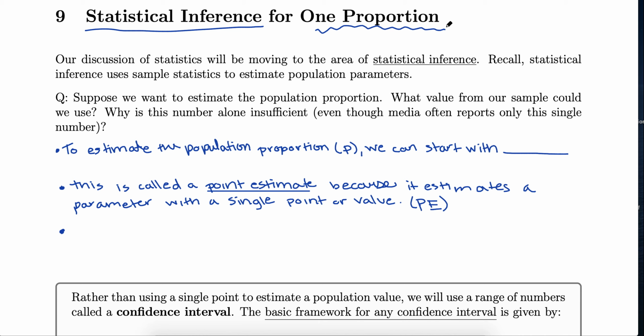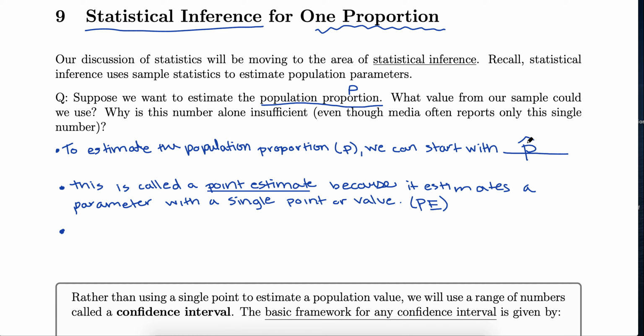Before we get started, I have a motivating question here. Suppose our goal is to estimate the population proportion. Remember that the notation for population proportion was just P, the proportion of the entire population. And the question is, what value from our sample could we use? So my first note here is, to estimate the population proportion P, it would make sense to start with P hat.